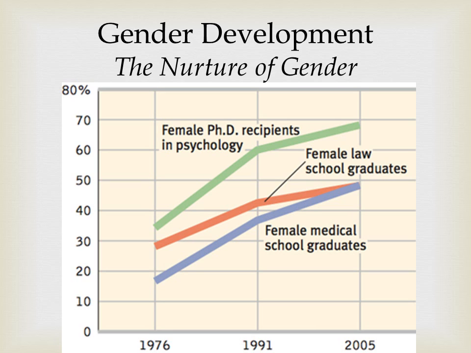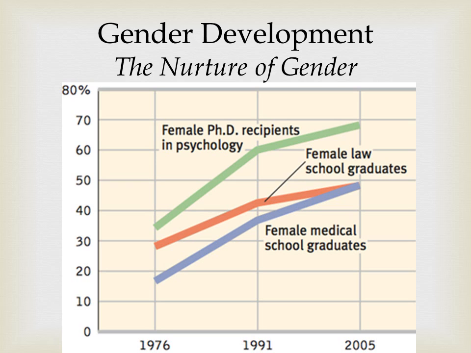If you look at this graph, in 1976 a very small percentage of girls ended up graduating with medical degrees, law degrees, and degrees in psychology. Now you can see the number is rising. It jumped from 35% of women in 1976 getting a PhD in psychology to close to 70% in 2005. So that's a 30% rise in the past 40 years.